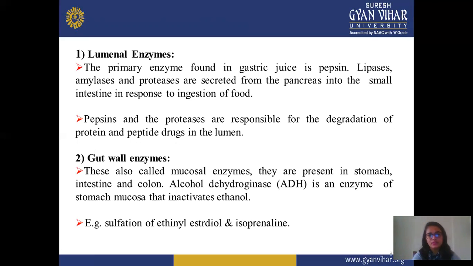Next is gut wall enzyme. These are also called mucosal enzymes. They are present in the stomach, intestine, and colon. Alcohol dehydrogenase, ADH, is an enzyme of the stomach mucosa that metabolizes ethanol. Sulfation of ethanol and isoprenaline is an example of gut wall enzyme.